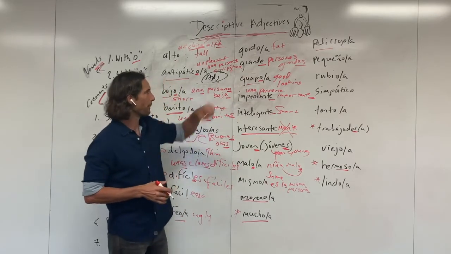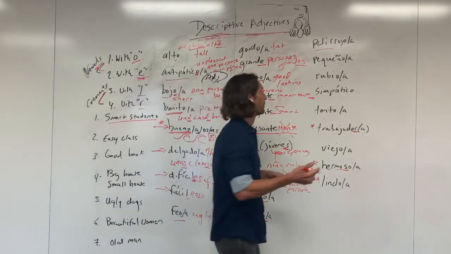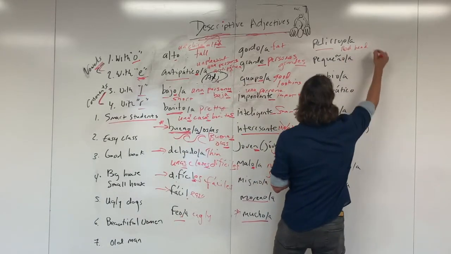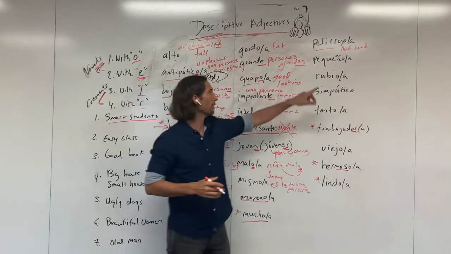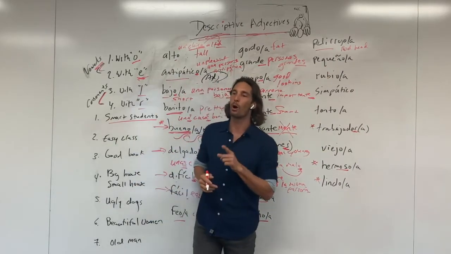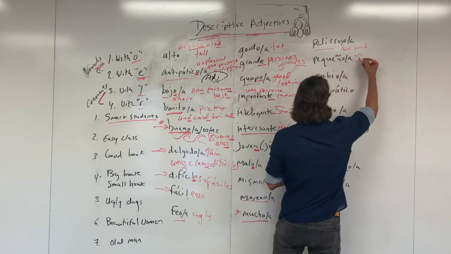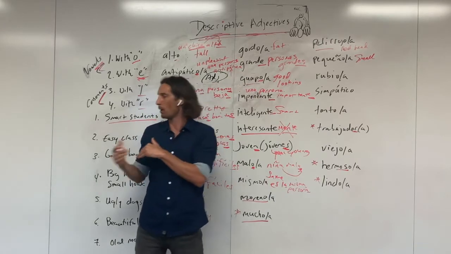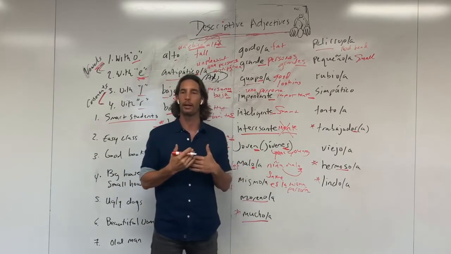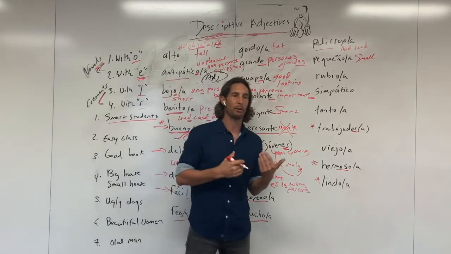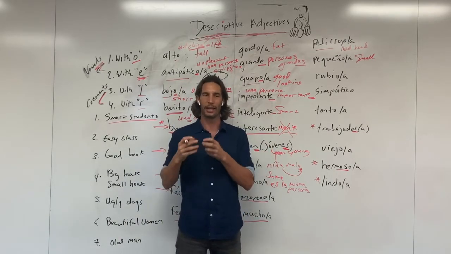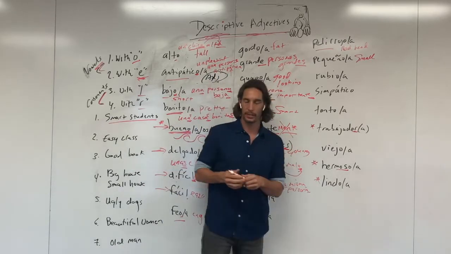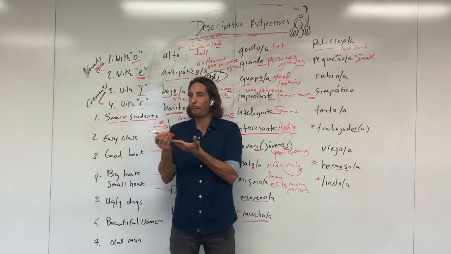So again, as I said, pelirrojo or pelirroja or pelirrojos or pelirrojas means redhead, and that can be a guy or a girl. So pequeño is small, right? Pequeño means small in size, like we have here, a small house. Some of you confuse pequeño and poco. Poco is a few, in terms of quantity. Pequeño is size, like this is a small marker. Es un marcador pequeño.